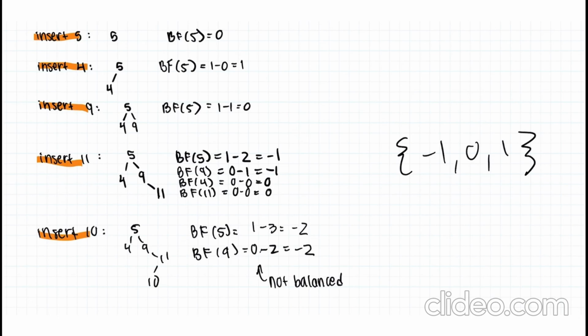When we inserted 5, the balance factor of 5 is 0 since the height of both left and right subtrees are 0. When we inserted 4, the balance factor of 5 is 1 since height of left subtree 1 minus height of right subtree 0 is 1. We can see similar calculations for inserting 9 and 11. When we insert 10, the balance factor of 5 and 9 is -2, making these nodes unbalanced. The AVL tree must then perform rotations to make them balanced.